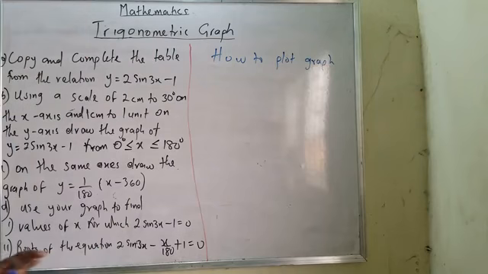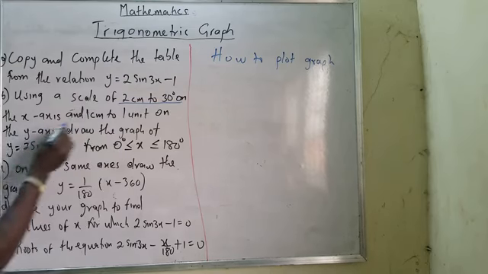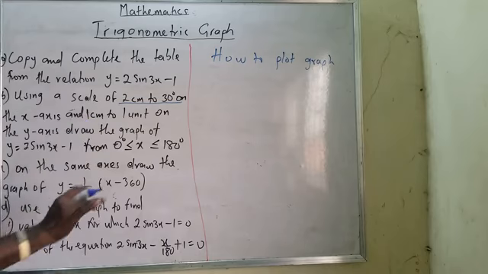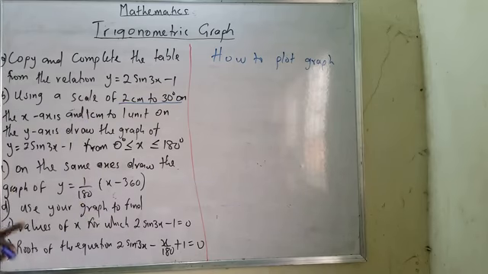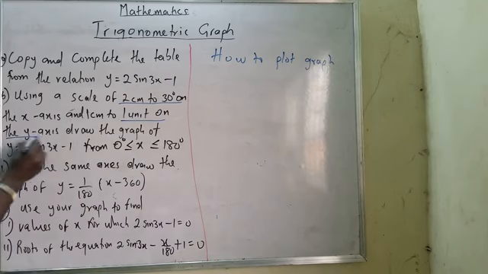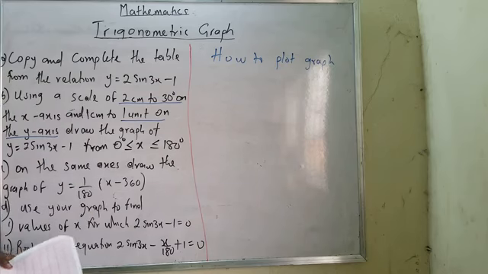Number 1, look at this graph. The first thing is, the scale is already given. The person that sent this question has helped you, so one part of the question is naturally solved. This is the scale: 2 centimeters represents 30 degrees on the x-axis.